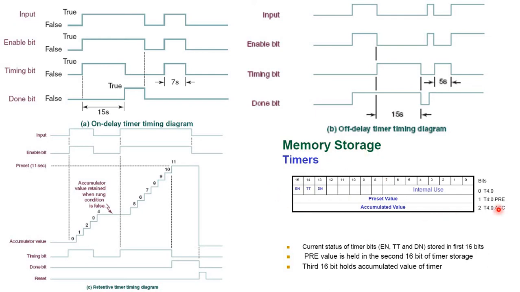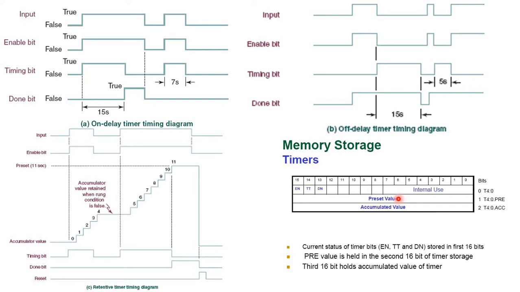So basically, there are three stacks of memory, and each stack is 16 bits. The lowest stack has the accumulated value, and the middle one has the preset value. So what is the accumulated value and what is the preset value? The preset value is the value that will define the total delay that we need for the timer.